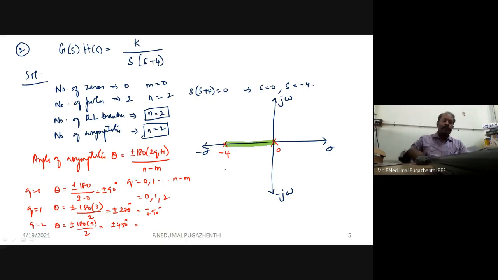Okay, so let me find the centroid. What is the formula to find the centroid? Centroid sigma A is equal to sum of poles minus sum of zeros divided by number of poles minus number of zeros. The poles are 0 and minus 4, minus 0, divided by 2, which gives minus 2. So my centroid is going to be minus 2.